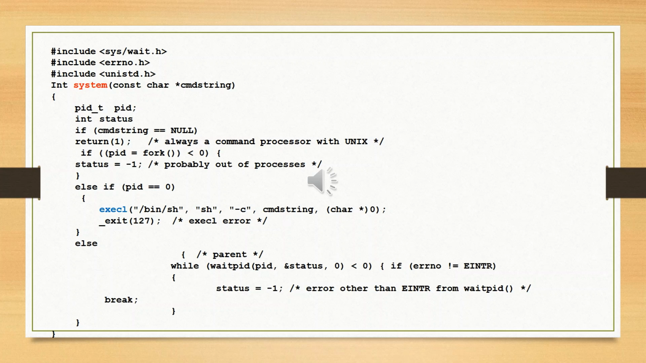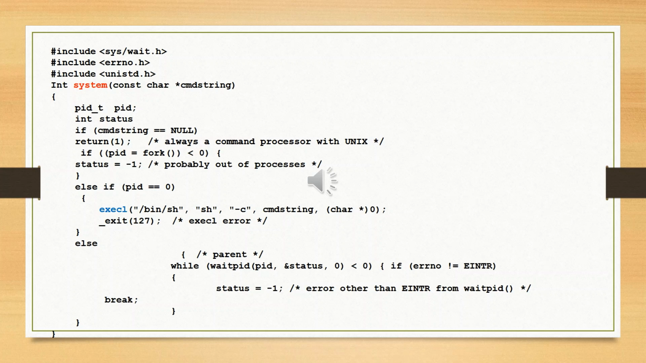Here, if the command string is equal to null, then it returns 1. Nothing but always a command processor with Unix that is possible to go for print. If PID is less than 0, where PID is generated depending on the process of the corresponding function, then the status is -1, nothing but probably out of the processor work.